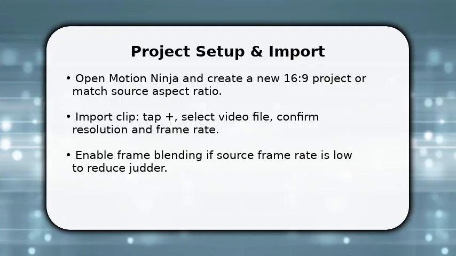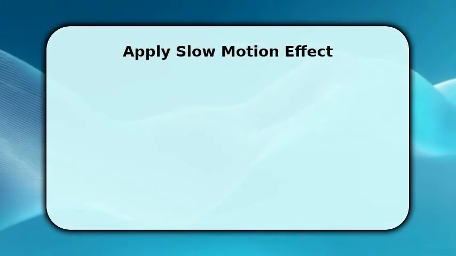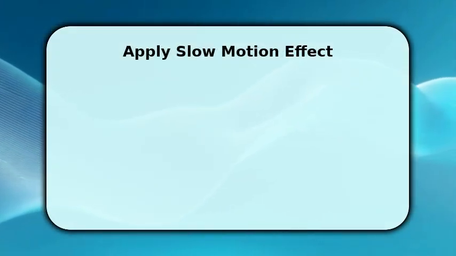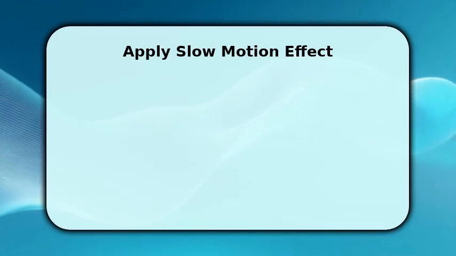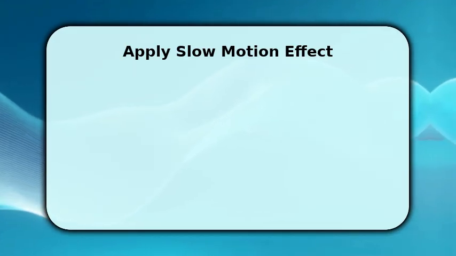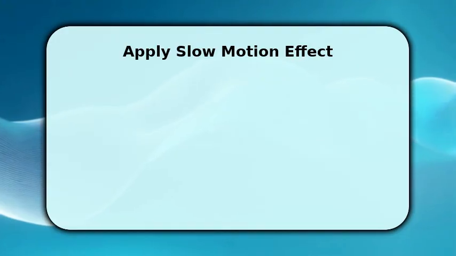You now alter playback speed. Tap the clip and choose speed or time remapping. This controls how Motion Ninja stretches frames. For predictable results, pick a target percentage. 50% is half speed, 25% gives pronounced slow motion, and 10% is dramatic.